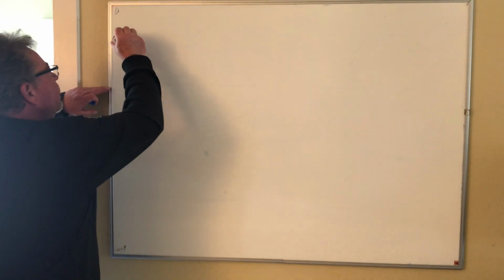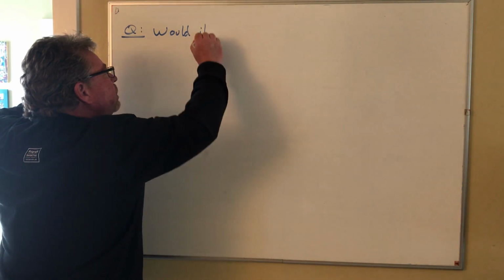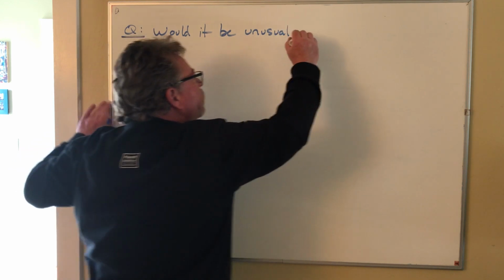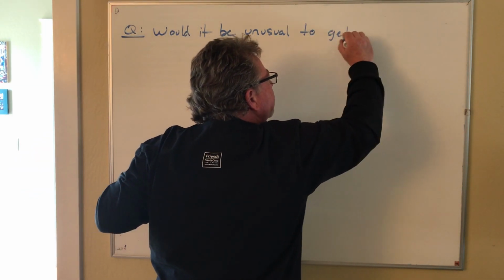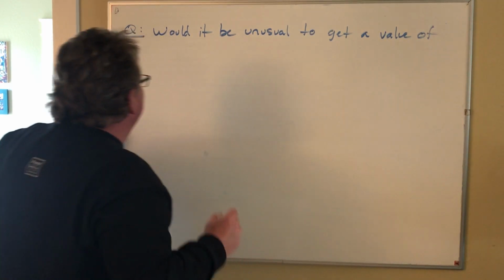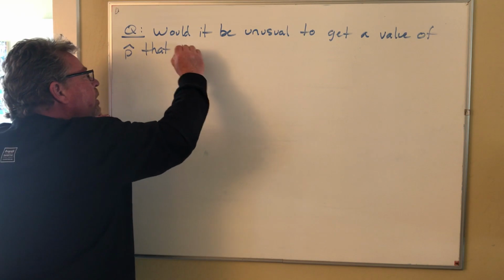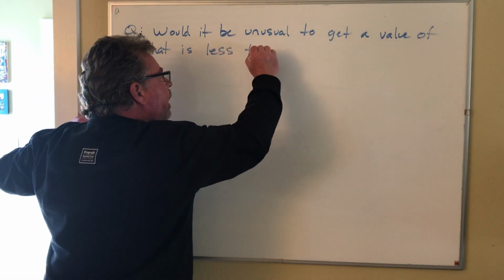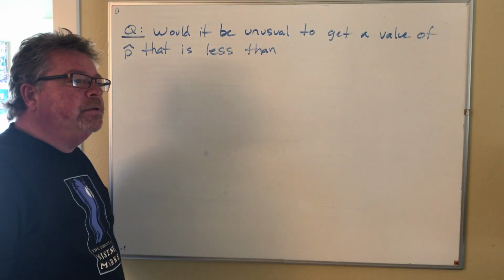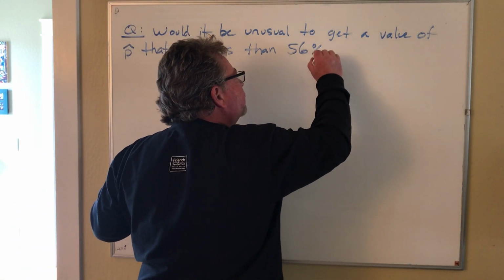Here's another probability question that we'll put up here. I'll ask, would it be unusual to get a value of p hat that is, let's say, less than, oh, I don't know, how about 56%?